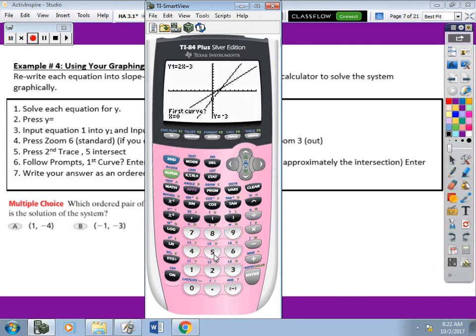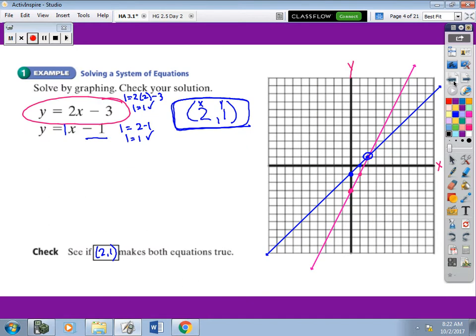Then the calculator is going to ask you several questions. It says first curve, question mark. It doesn't matter which one it's on, and when it says second curve, it will automatically jump. So you really just have to hit enter twice. First curve, just hit enter. The calculator will automatically jump to the second curve. Just hit enter. Then it'll say guess, and you do want to take your cursor and get as close as you can to the intersection point. It doesn't have to be perfect, and hit enter. And it will give you your answer. You just have to put it as an ordered pair. So you can see that that matches up with what we got on question 1.